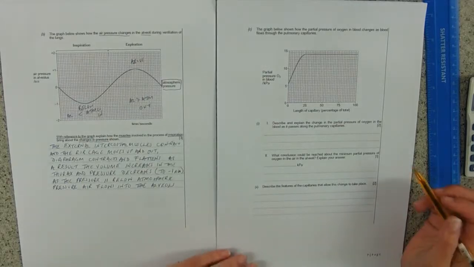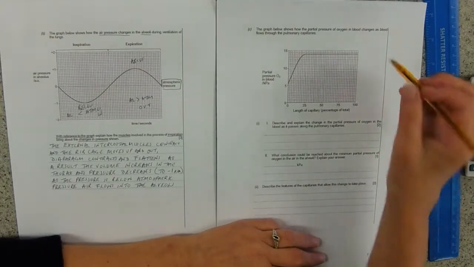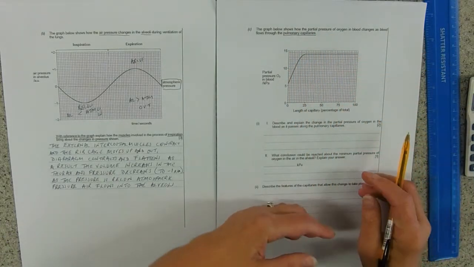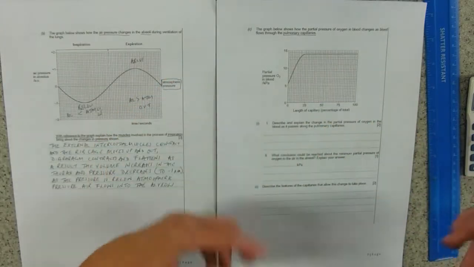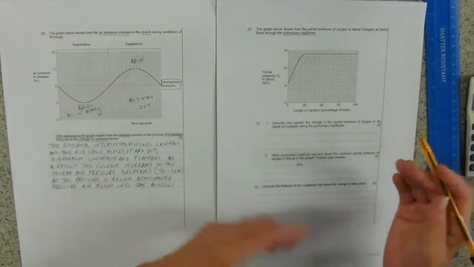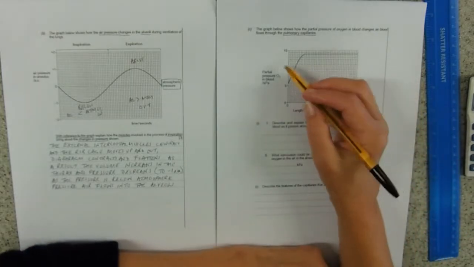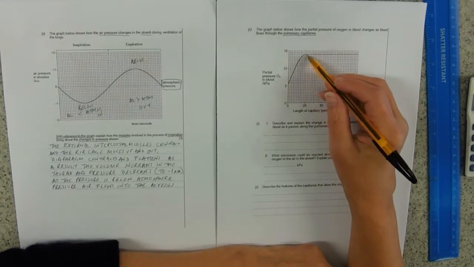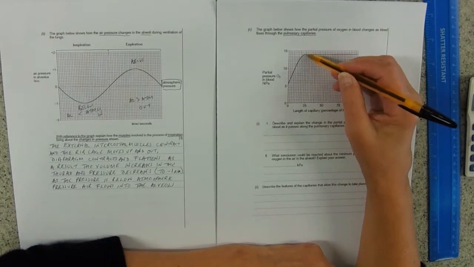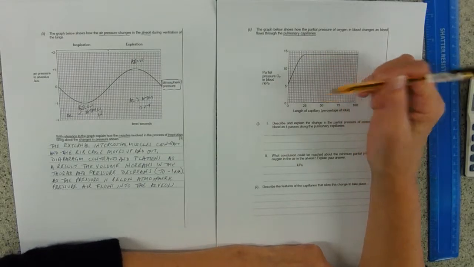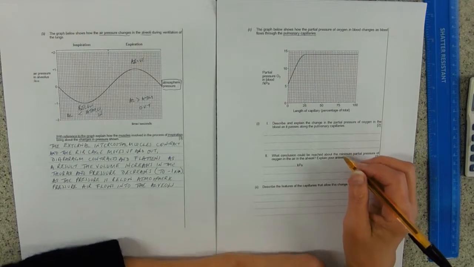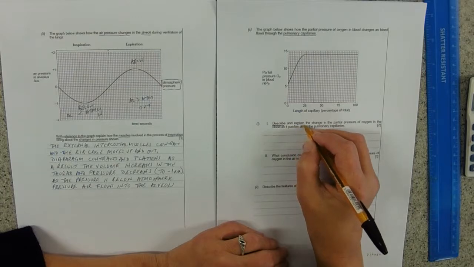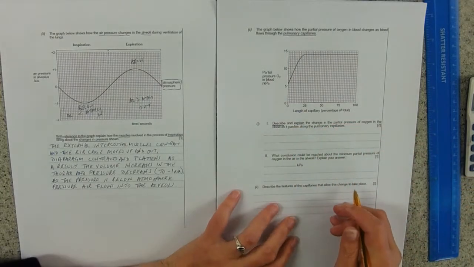So, part C. The graph below shows how the partial pressure of oxygen in blood changes as blood flows through the pulmonary capillaries. So as it's going from the pulmonary artery round to the vein, it's picking up oxygen. We've got the partial pressure of oxygen in blood against length of capillary. It goes up really quickly, and then it levels off after just under 25. So, describe what you see on the graph, and explain. That's nice and easy.